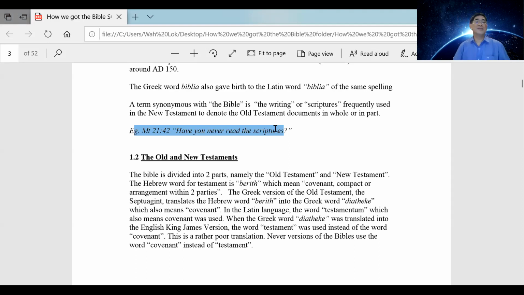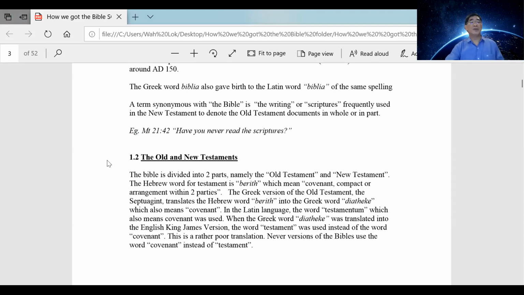Okay, so that's what the term means. Now Matthew 21:42 says, "Have you ever read the scripture?" So another way that people refer to our 66 books is as the scriptures, especially the Old Testament scriptures. Jesus referred to the 39 books of the Old Testament as, "Have you ever read the scriptures?" So we refer to them as the scriptures.